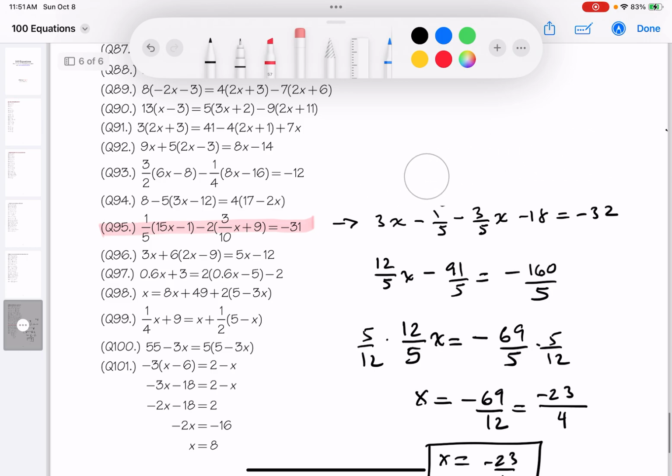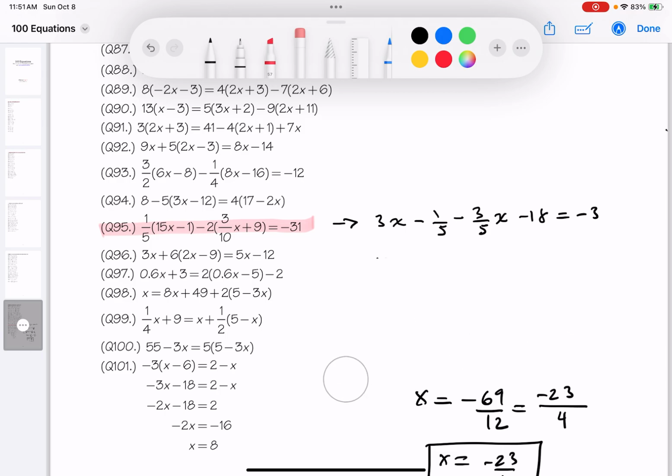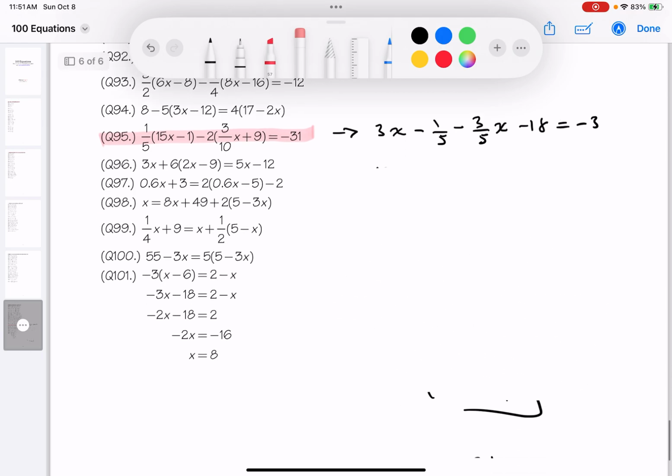Let me erase some of the doohickeys that are in it. All right. Again, 3x. I do see that. Minus 1/5. I see that. And then minus 3/5 x. I see that. And I see the minus 18 equals, I see it now. It says minus 32, and what's there? It's 31. This is no good. None of it is good.